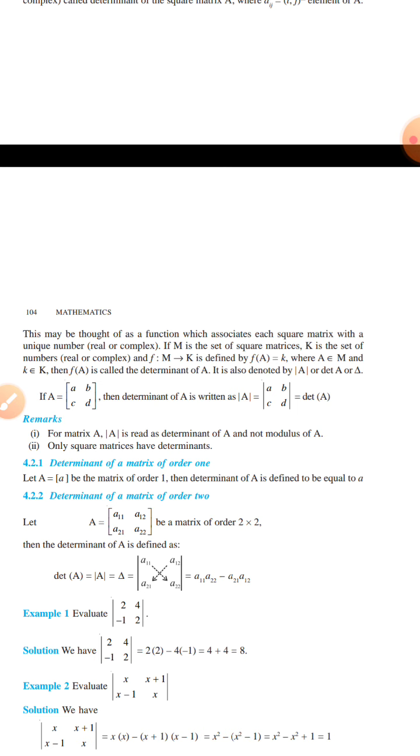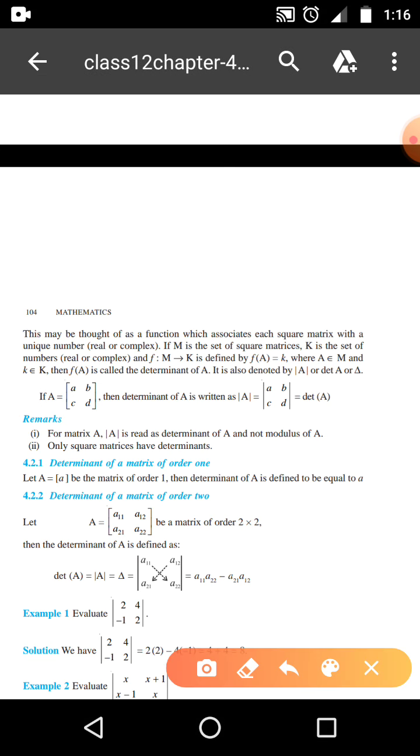And the determinant of a matrix of order 2. If A is the matrix with entries a11, a12, a21, a22, a matrix of order 2 cross 2, then the determinant of A, det A or delta, is the determinant of a11, a12, a21, a22. Then you have to cross multiply, that is a11 into a22 minus a21 into a12. So this is the value of this determinant, and it is a real number, simply a number.